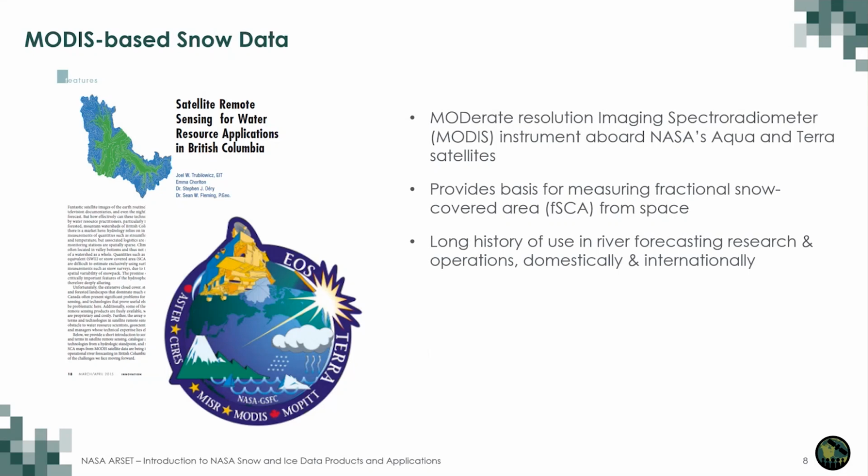What about the data? We're not going to go into too much detail about it because Karl's just gone over it in a good amount of detail in the previous presentation, but just more from a modeling perspective, what are we looking at here? So to reiterate, we're looking at the MODIS instrument aboard the Aqua and Terra satellites. MODIS data provides a basis for measuring snow covered area or fractional snow covered area. And this is very appealing to an operational group, it has a long history of use in river forecasting research and operations, both in the US and internationally.